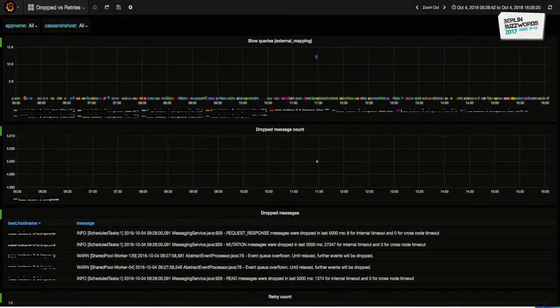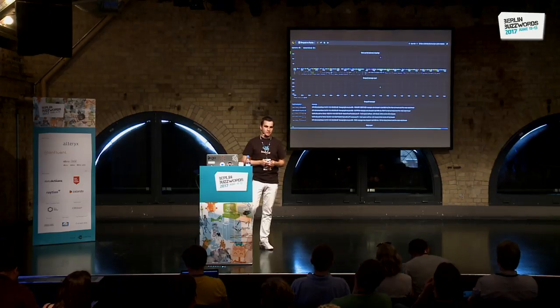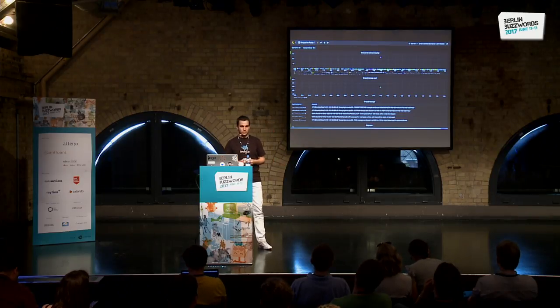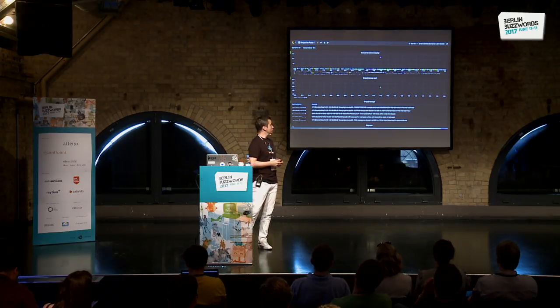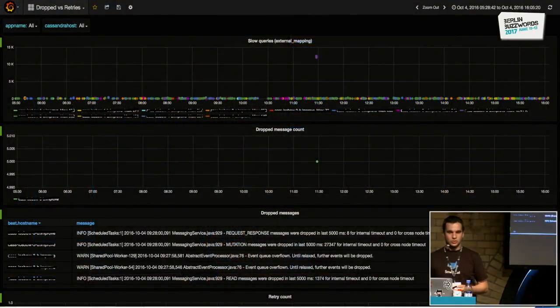On top, it looks a bit foggy, but on top it's slow queries to Cassandra nodes. Basically, we are storing each and every query above 25 milliseconds. And you can see that around 11:30, there are two purple dots, which are around 12 seconds, which is not good. And below that, we are showing dropped messages on Cassandra.